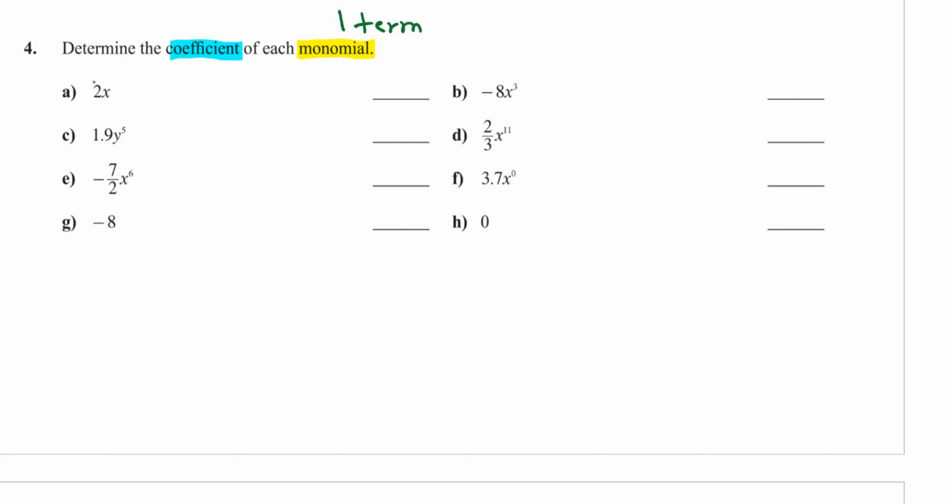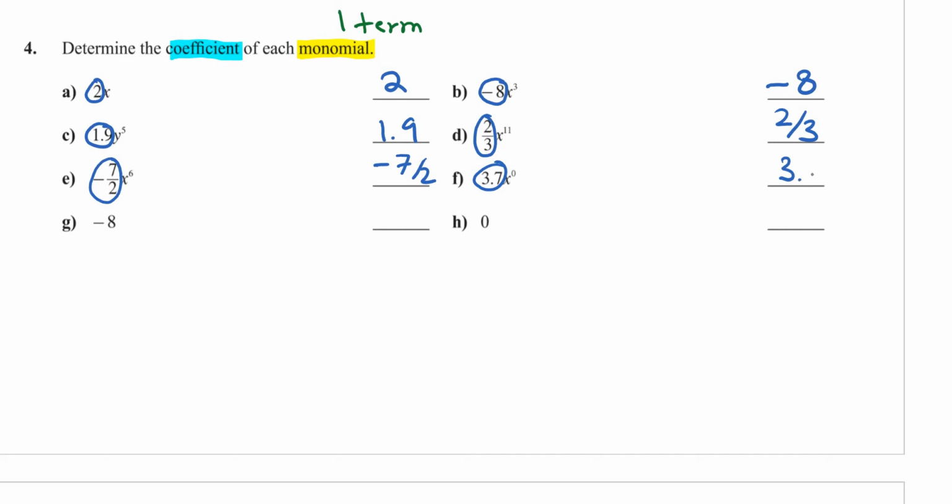So for question 4a, the coefficient is going to be 2. For letter B, the number in front of the variable is -8. For letter C, the number in front of the variable is 1.9. For letter D, 2/3 is the number in front of the variable there, so the coefficient is 2/3. For letter E, that's -7/2. For letter F, it's going to be 3.7.